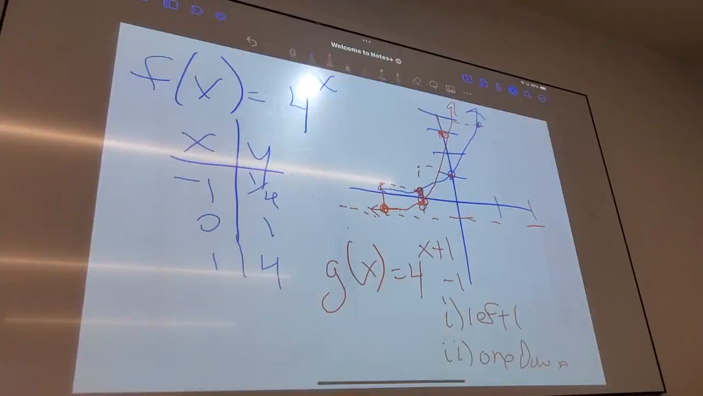So the nice thing is, for any function we learn in the future, if I put an x plus 1 inside, it's going to move it back 1. If we put a minus 2 outside, it's going to move it down 2. It doesn't care what function it is. Okay, I like it.